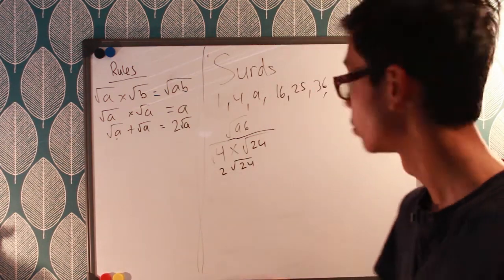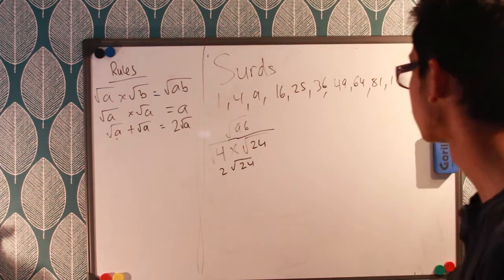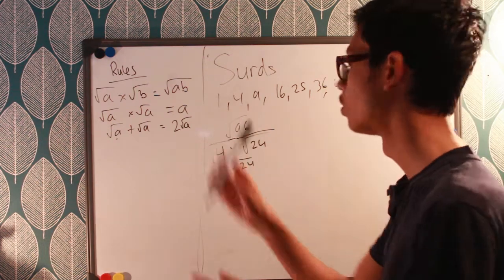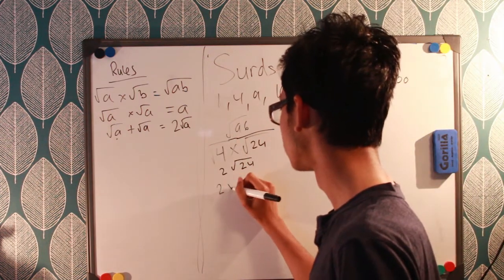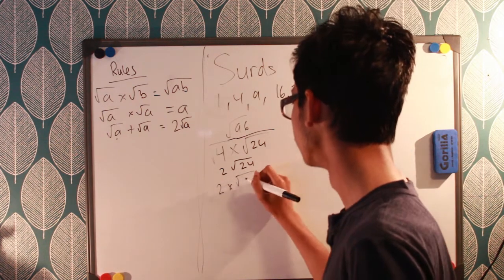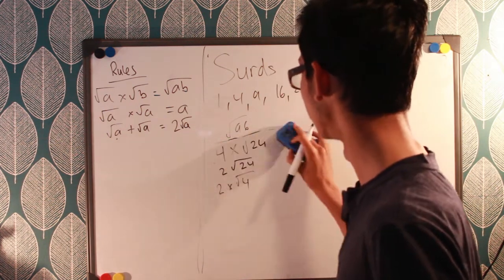Now obviously we need to simplify this further because it can be. So let's look at it again. 1, nope. 4, yes, it's 6. So we'll do 2 times root 4. Oh, this is very misleading right here.